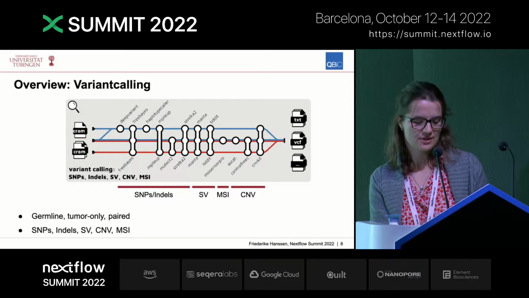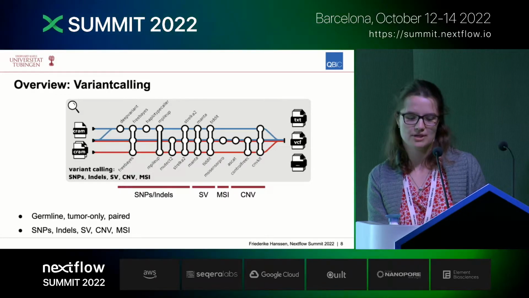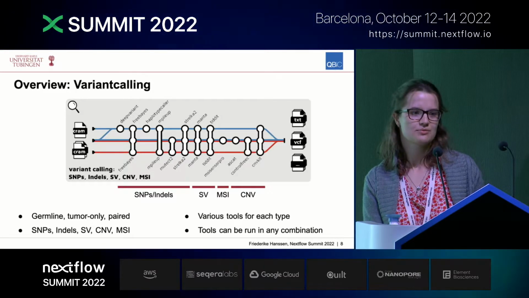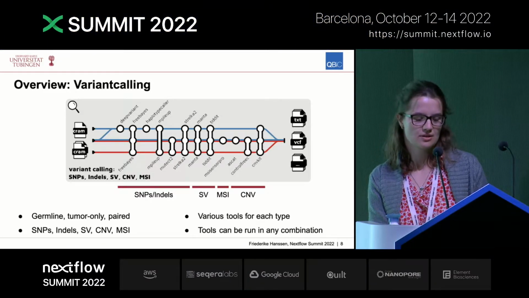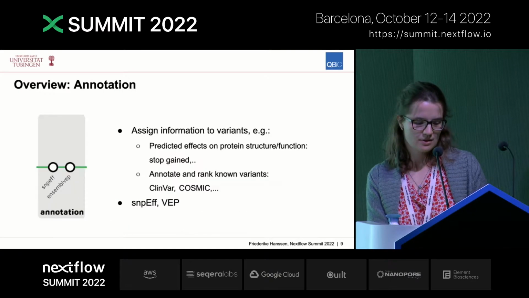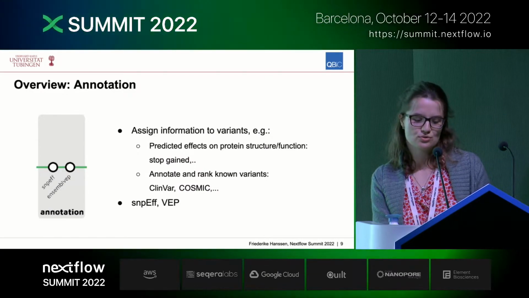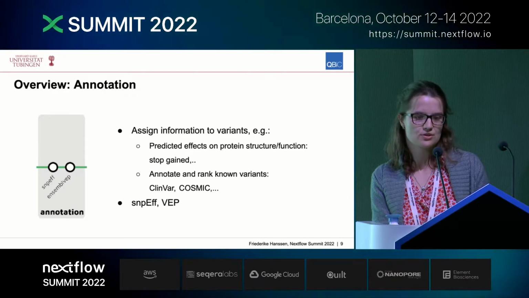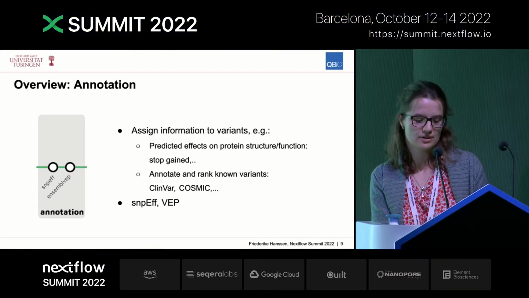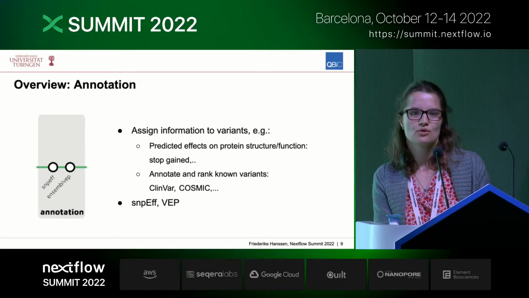And there are various tools available for each of SNPs, structural variants, copy number callers, or microsatellites. And also all these tools can be run in any combination that is useful for the analysis. And then the last big block is the annotation, so assigning information to variants, such as predicting effects on the protein structure from a variant, or also annotating it with information found in public databases like ClinVar or COSMIC. And at the moment, we have SnpEff and VEP for annotation available.